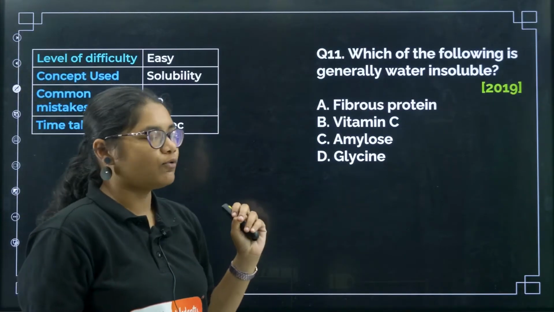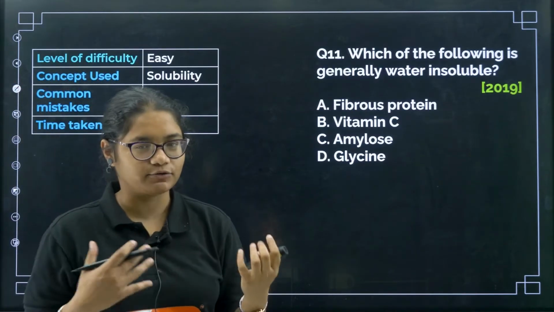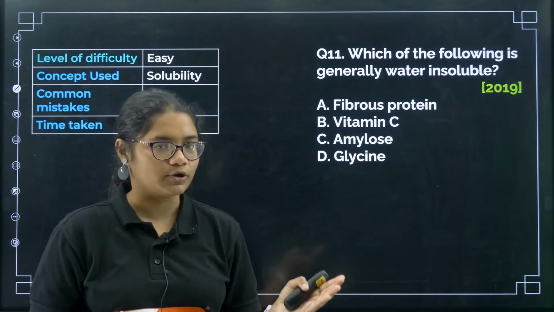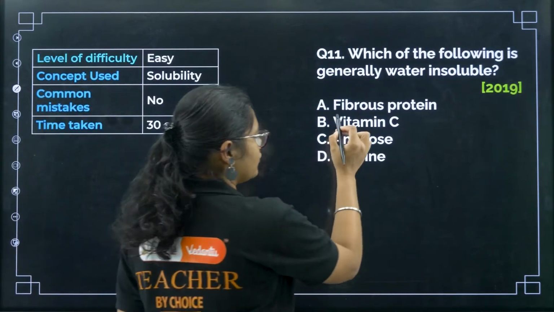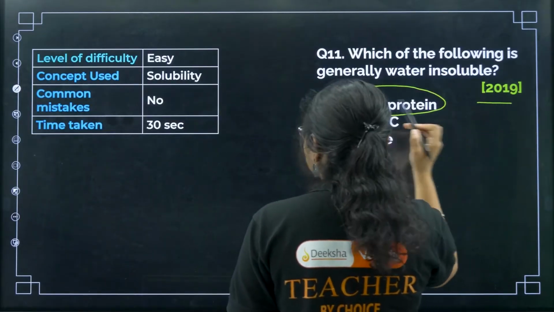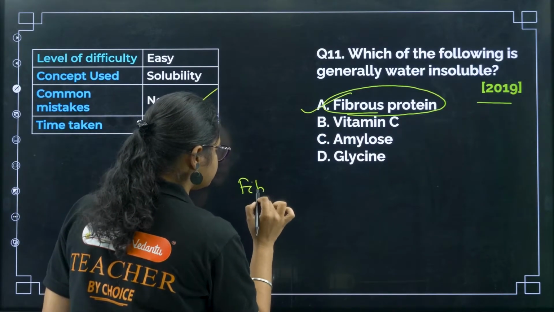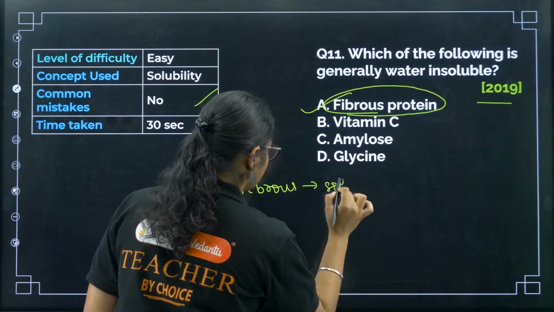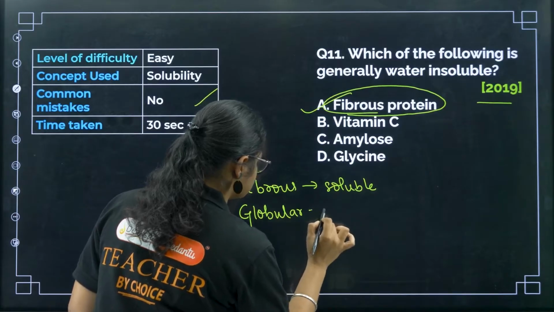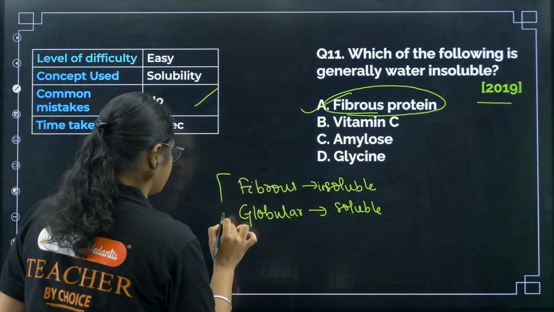Which of the following is generally water insoluble? Okay, so we have studied water insolubility in two topics. One is your vitamin B and C are water soluble and all other vitamins are insoluble. And about proteins, we have studied that globular proteins are soluble whereas fibrous proteins are insoluble, right? So 2019 question, very easy question. So answer will be option number A. So you have to remember here fibrous is insoluble and globular is soluble. This is what when we are talking about proteins.